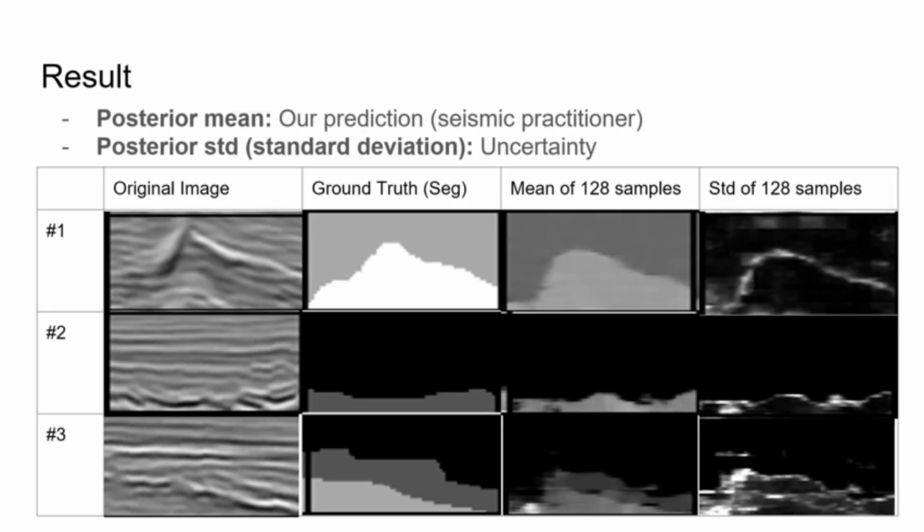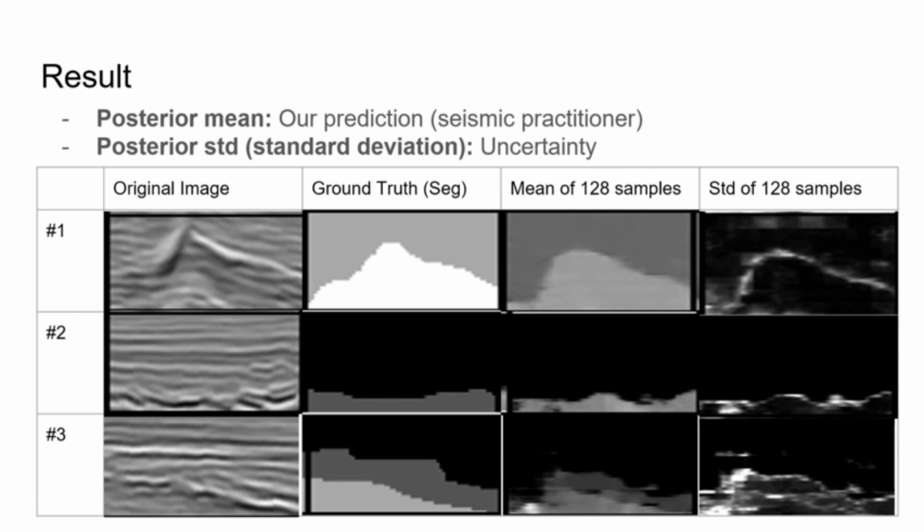Here's our result. We generated Gaussian distributions randomly 128 times for each image to calculate the posterior mean and posterior standard deviation. In the first example, you can see that our posterior mean, or our prediction, has successfully reconstructed the ground truth. Also, the standard deviation, or our uncertainty, is high around the boundaries of the segmentation. And the same goes for the second example.